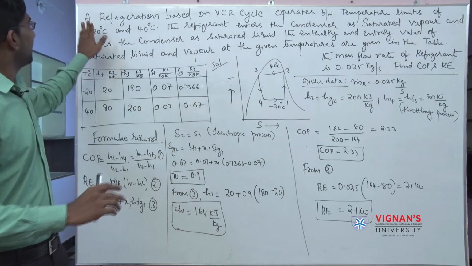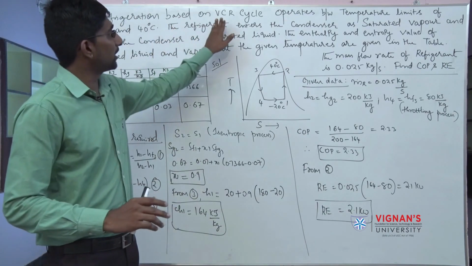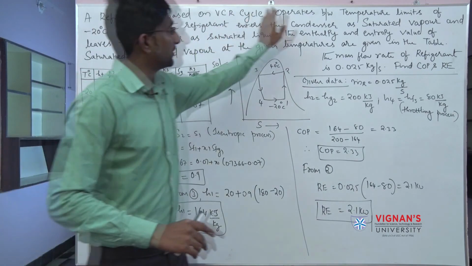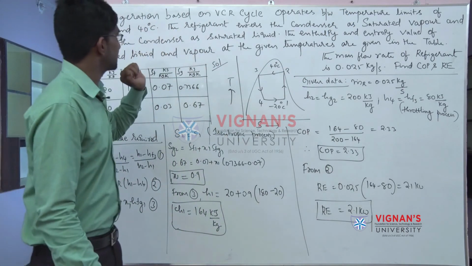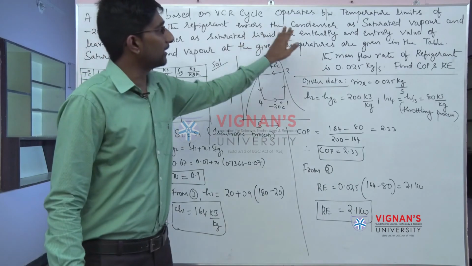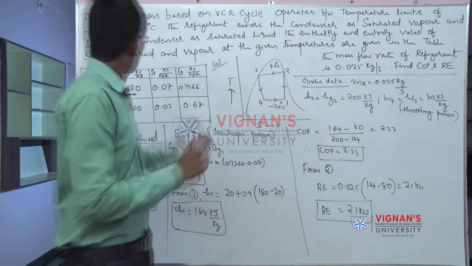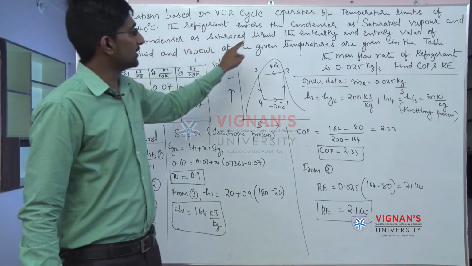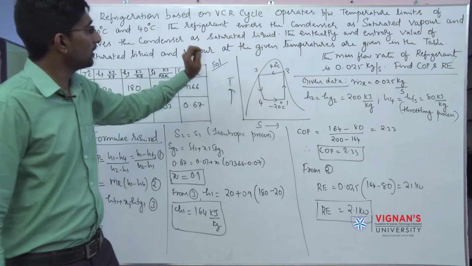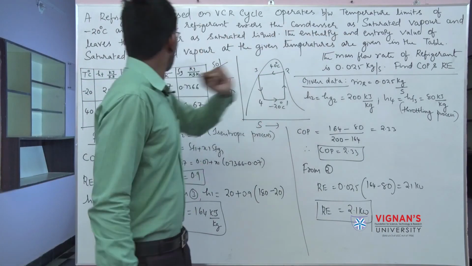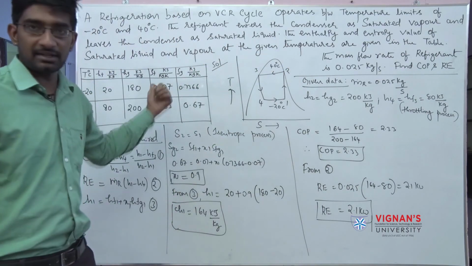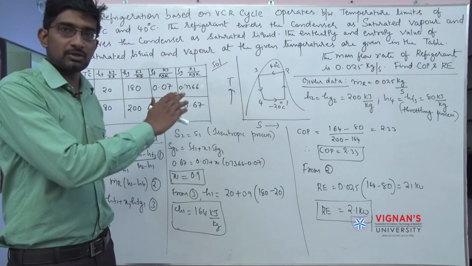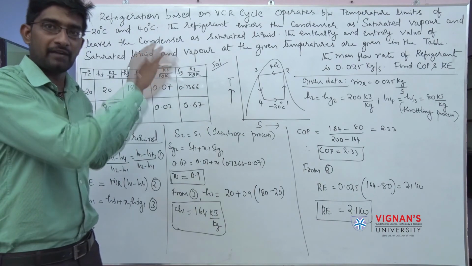Firstly, a refrigeration based on vapor compression cycle operates between temperature limits of -20 and 40 degrees Celsius. The refrigerant enters the condenser as saturated vapor and leaves the condenser as saturated liquid. This is a very important information. The enthalpy and entropy values of saturated liquid and vapor at given temperatures are given in the table. So this is the table. We have the information of enthalpy and entropy for given temperatures.